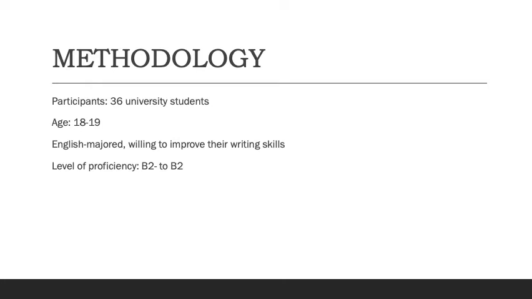There are 36 university students involved in the study. They are aged from 18 to 19. It means that they are first year and second year students at this university. All the students are English majored and they are willing to improve their writing skills. According to the test we took at the beginning of the course, the level of proficiency of the students is from B2 minus a little bit to B2, and they want to improve their writing to reach C1 level, which is the required level of the school for the students to graduate from the school.